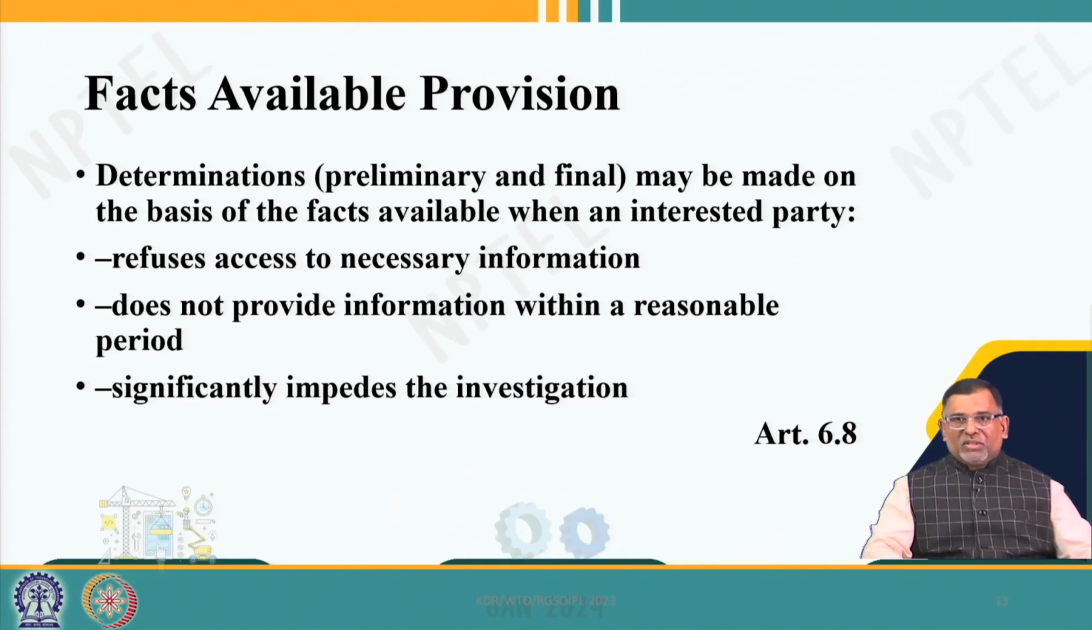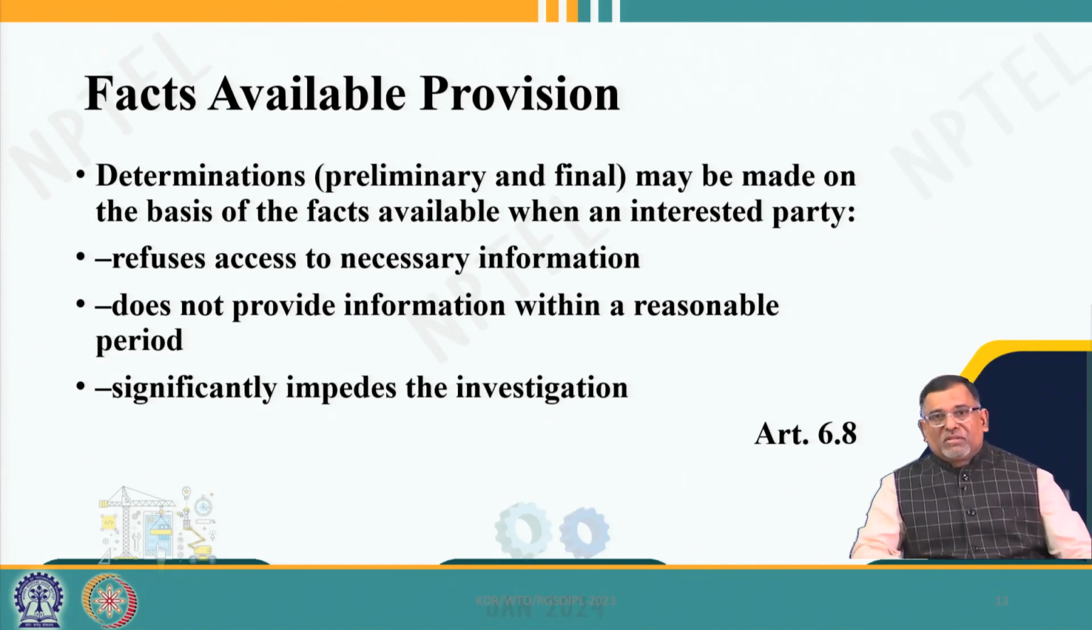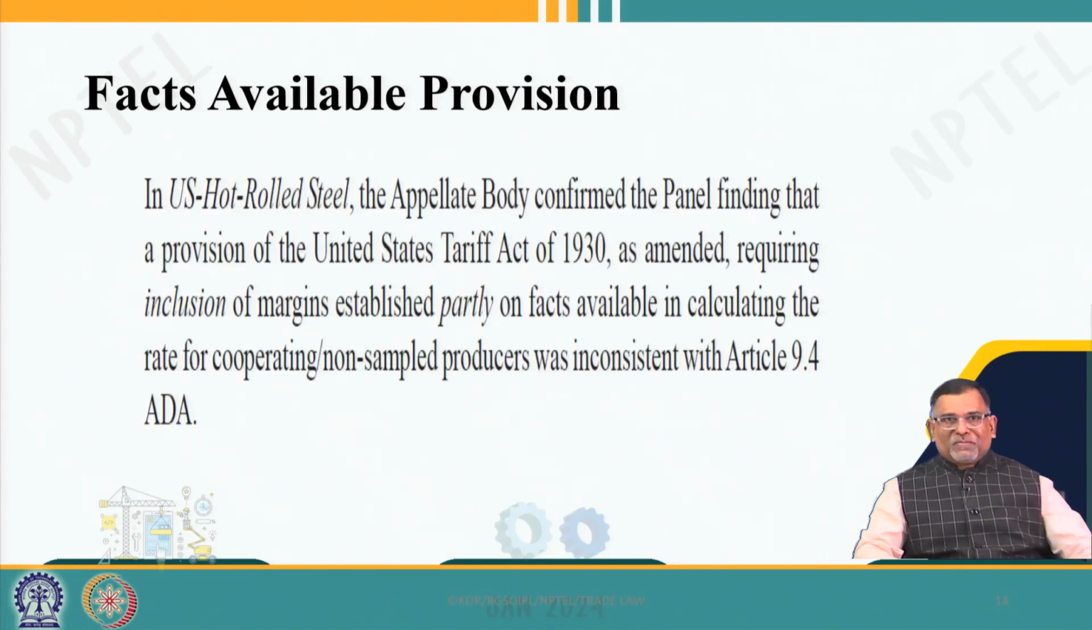So, the facts available provision is a weapon in the hands of investigating authorities against those who never submit data in time, who refuse to submit information, or who do not respond to the notices of the investigating authorities. The facts available provision gives the investigating authorities the freedom to use whatever data is available to them against the respondent.